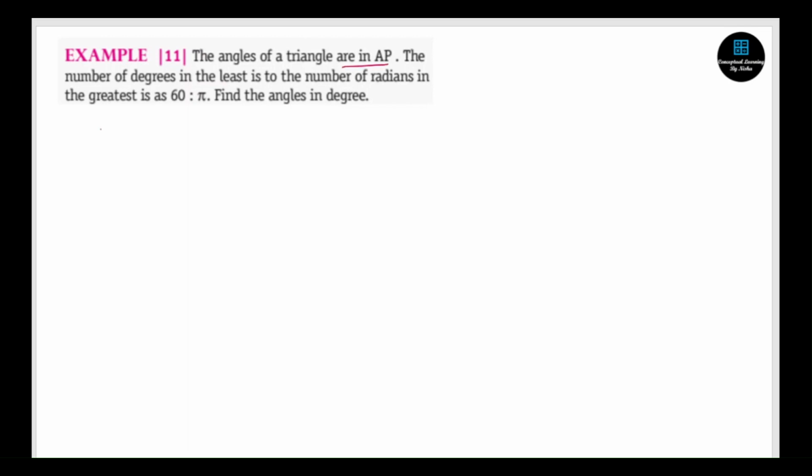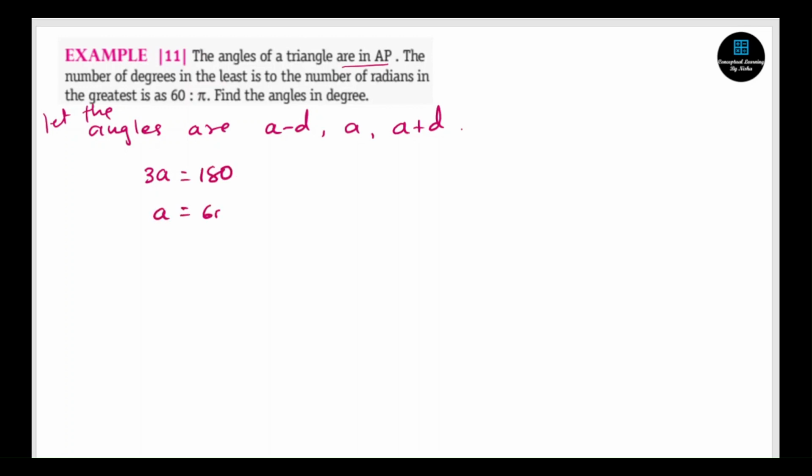Let the angles be A minus D, A, and A plus D. Remember, we have already learned this. So I'll get 3A equals 180, so A equals 60. Correct? So the angles are 60 minus D degrees, 60 degrees, and 60 plus D degrees.